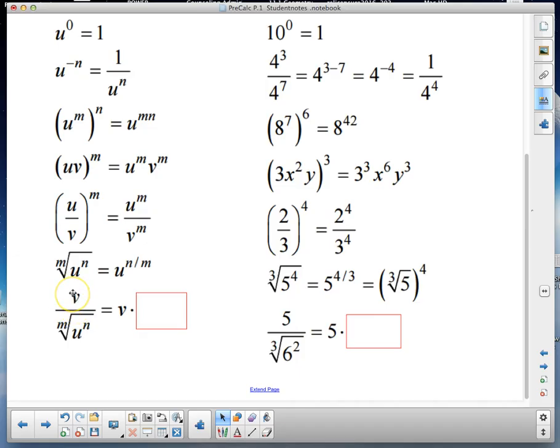Here I've got v times u to the negative n over m power. And I've got the same type here. I've got 5 times 6 raised to the -2/3 power. Remember that negative in front because of the reciprocal, because it's on the bottom.